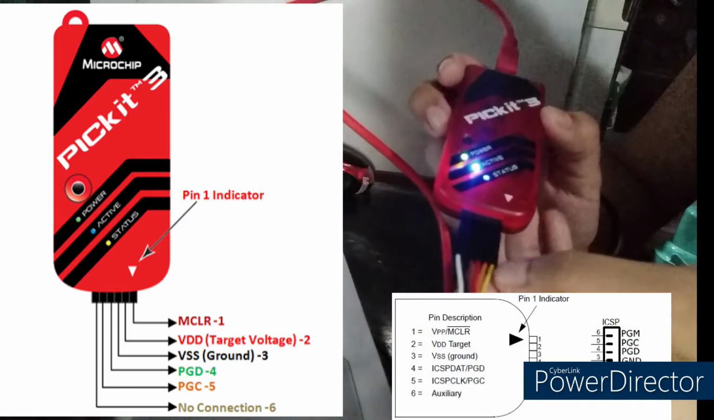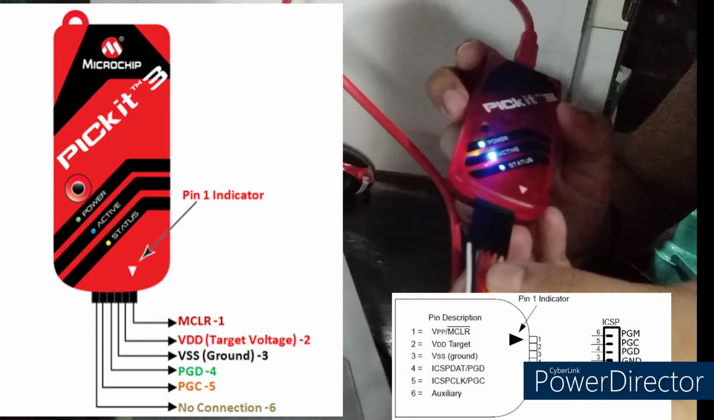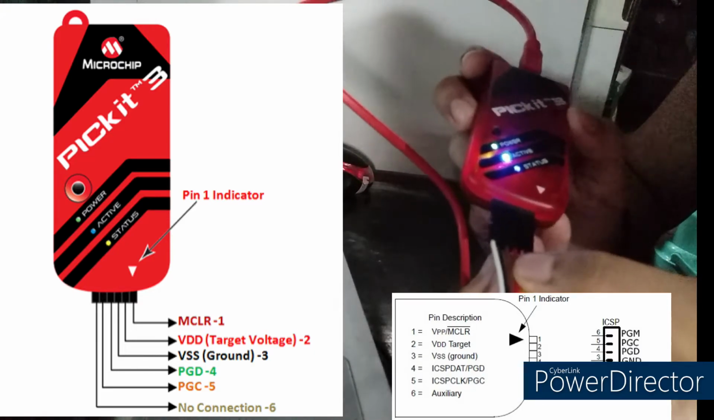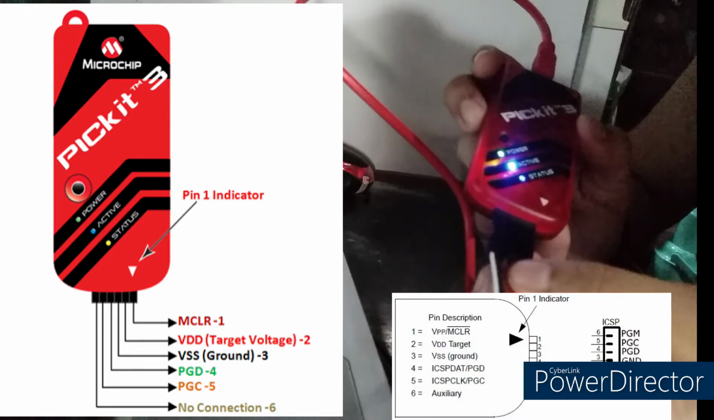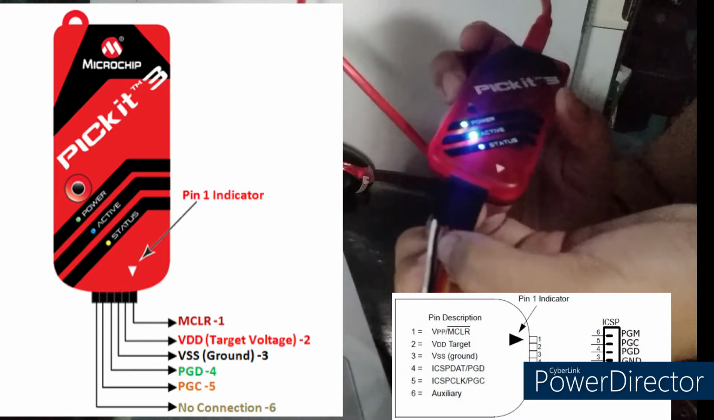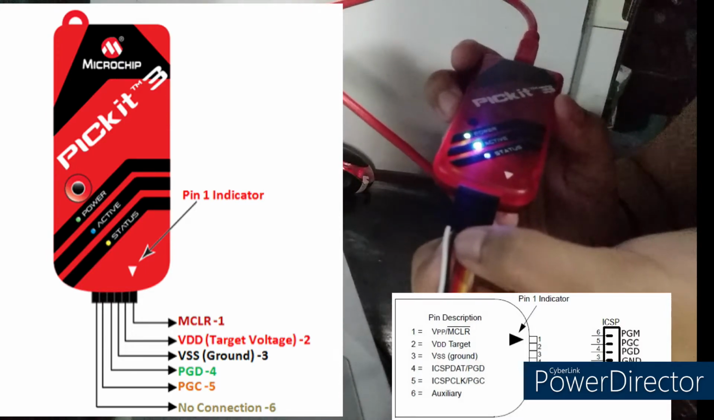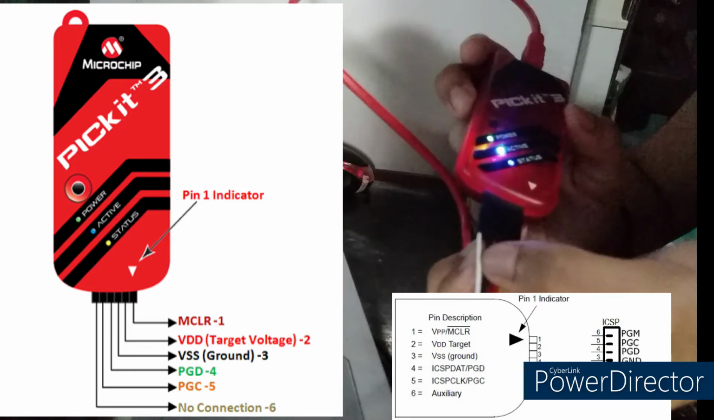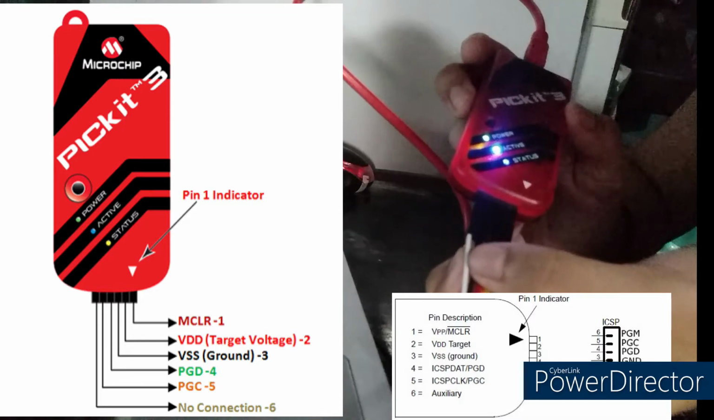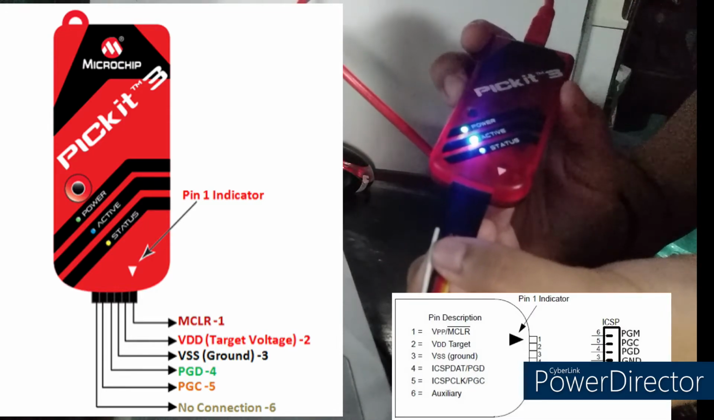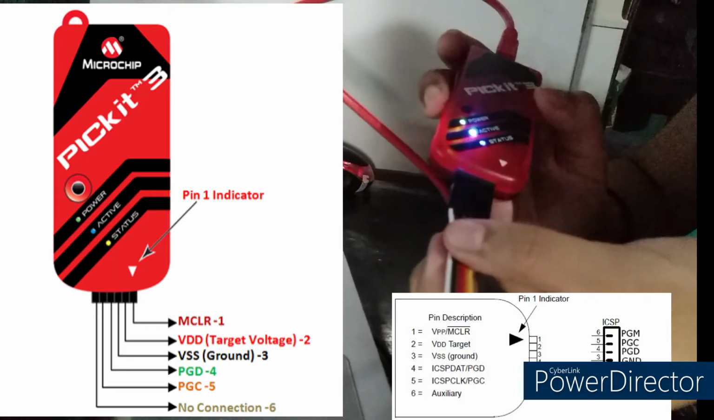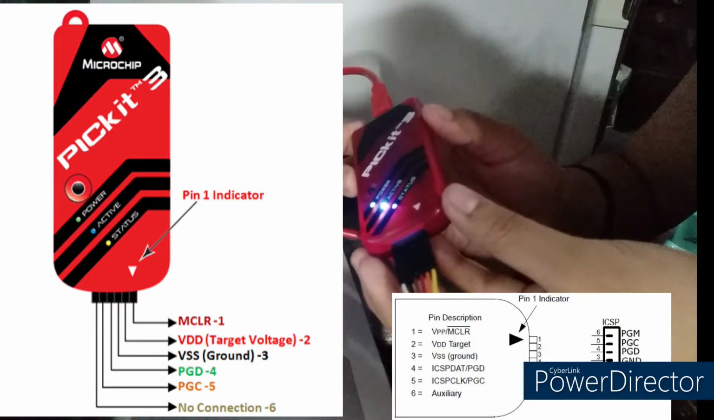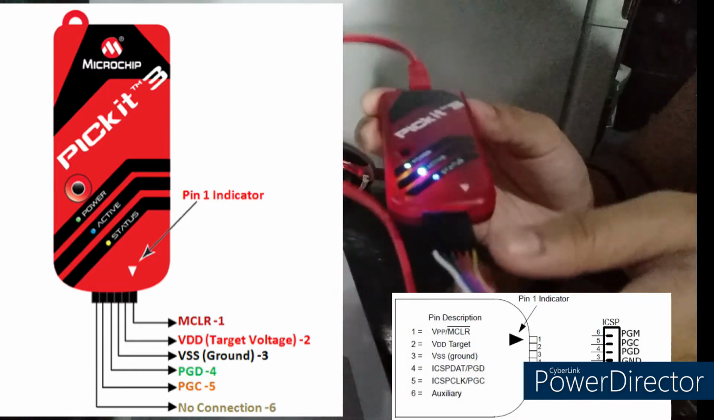And then our pin number 2 here, which is the orange wire, will be our VDD target. The number 3 will be our VSS, or our connection to the ground. For pin number 4, the brown wire here, it will be our PGD or ICSPDAT. Our pin number 5, the black wire here, will be our PGC or the ICSPCLK. And pin number 6 is PGM or LVP, or sometimes it is not connected to our breadboard. So that's our pin description, or pin configuration, for our PICkit 3.